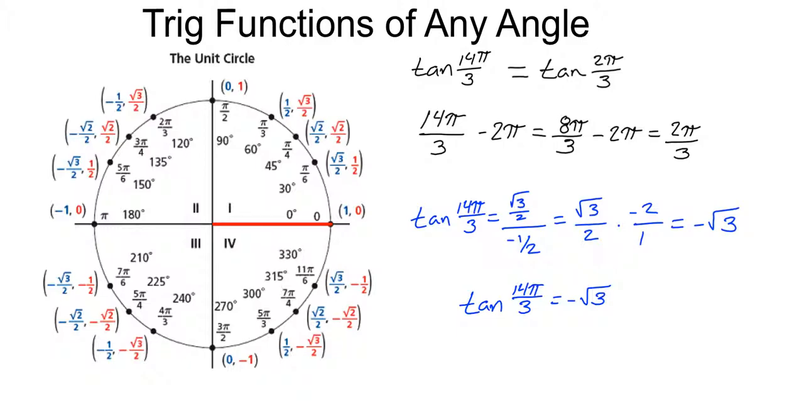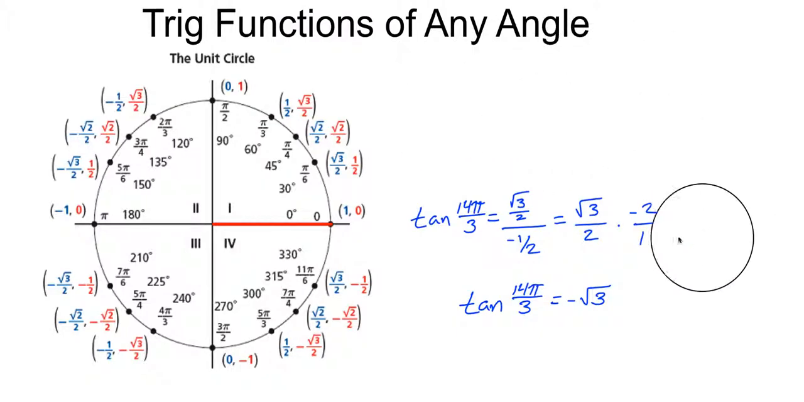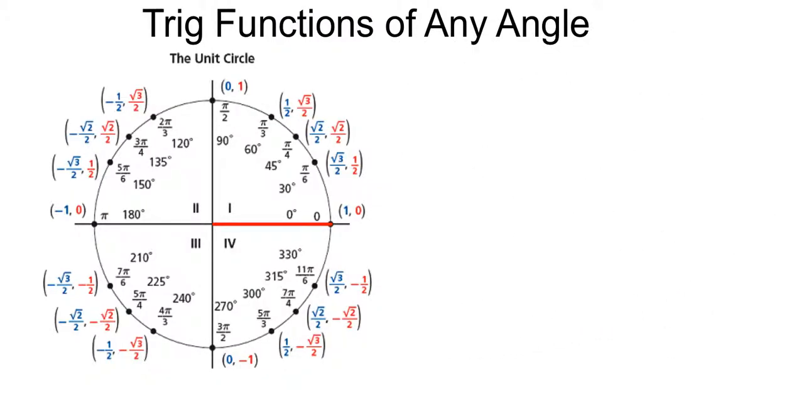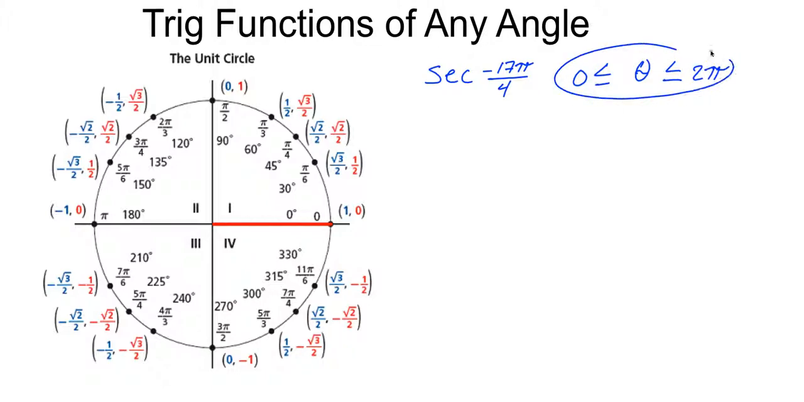Let's try another one. So if we had, get rid of all this, let's try one with a negative value this time. Let's say we're going to have the secant of negative 17 pi over 4. Okay? Well, negative 17 pi over 4, first of all, is a negative number, and I want to have a positive reference angle. I want theta to be greater than or equal to 0, but less than or equal to 2 pi. I want theta to be somewhere in that range.